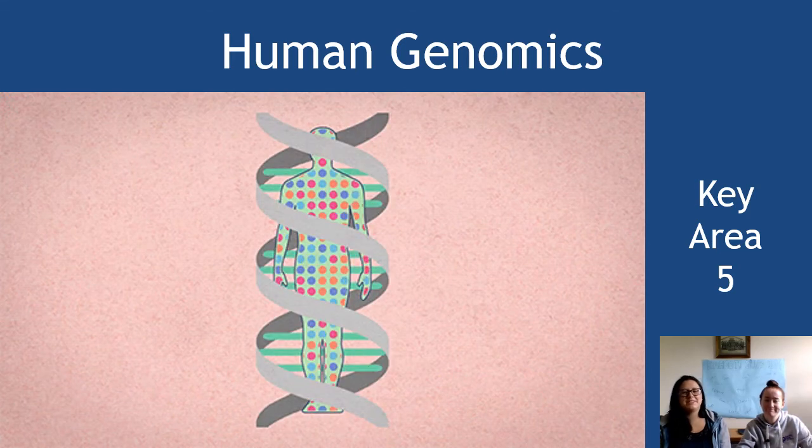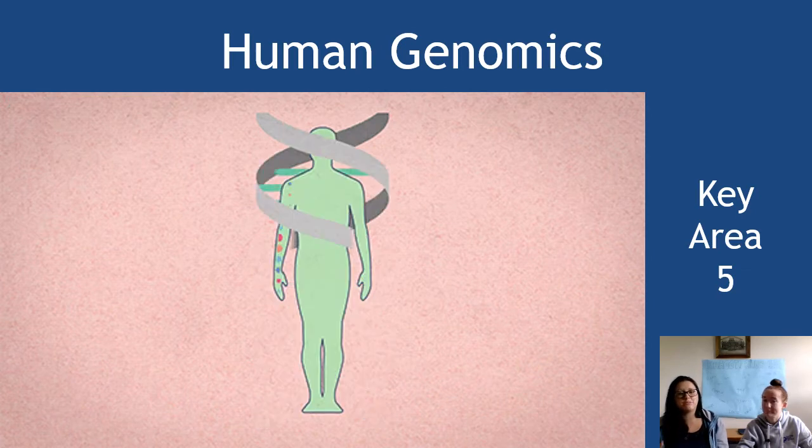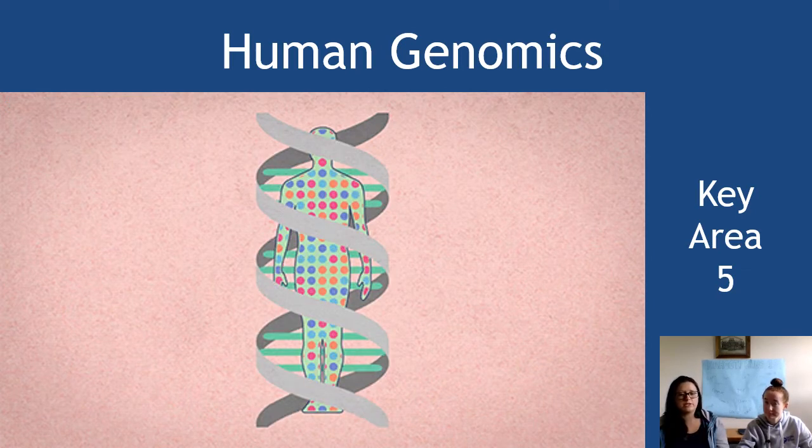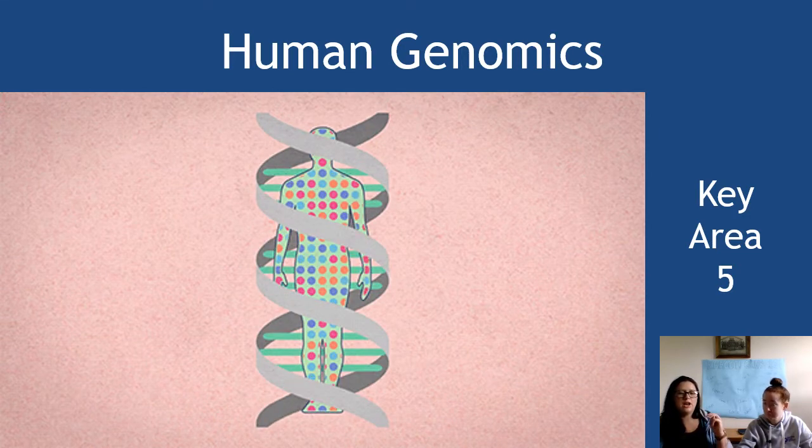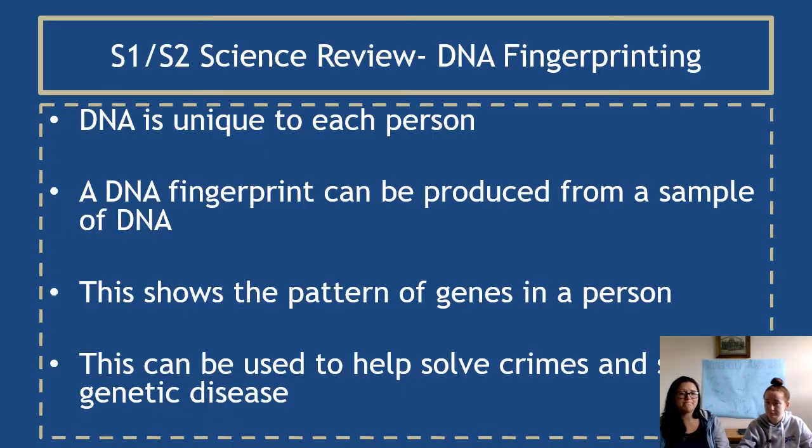Hiya. Okay, so this is key area 5 of Unit 1, and it is human genomics. There is only one video to it because it's actually quite a small key area. The amount of stuff you need to know consists of, I think, 3 different definitions and just a general understanding of the idea behind human genomics.